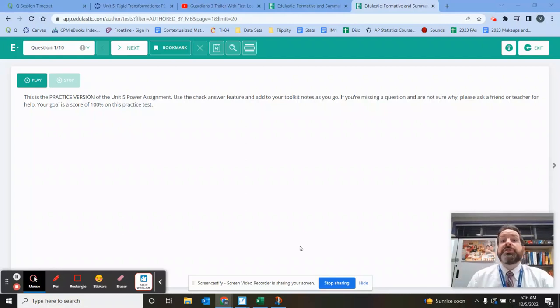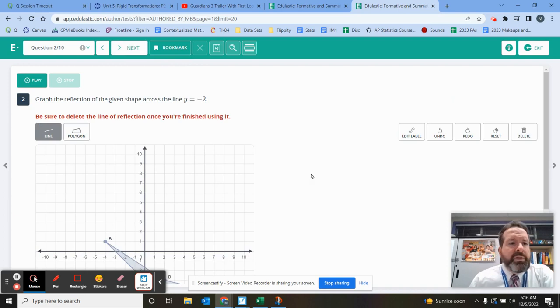Here are the solutions to the practice power assignment. First, just instructions reminding us this is a practice version. Now the actual problems. So a reflection.